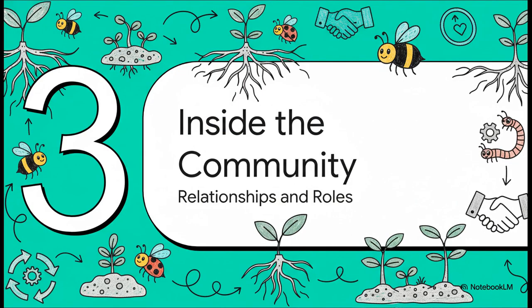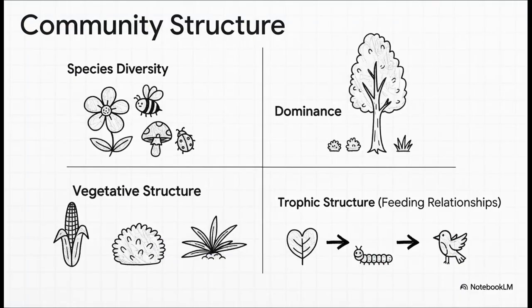Okay, let's zoom back in on that community level, because it's the specific relationships and the jobs, the functional roles of the species within that community that really define the whole ecosystem's character and structure. We can actually describe a community's structure using 4 key properties. First up, species diversity. Basically, how many different kinds of species are hanging out. Second, dominance. Is there one species that's just way more common than all the others? Third is vegetative structure, the physical size and shape of the plants. And finally, and this one's a biggie, trophic structure, which is just the network of feeding relationships.